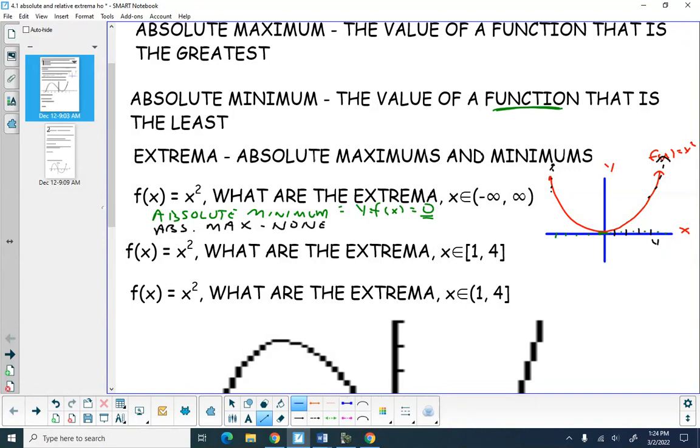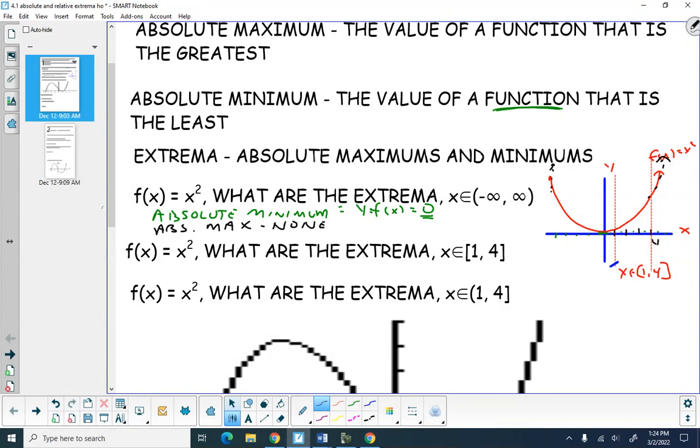I have an x value of 1, and I have an x value of 4, and I include these values. So I have a value of 1 and a value of 4. So we are looking at this interval, a closed interval from 1 to 4. On my closed interval from 1 to 4, what are my absolute maximums and absolute minimums?